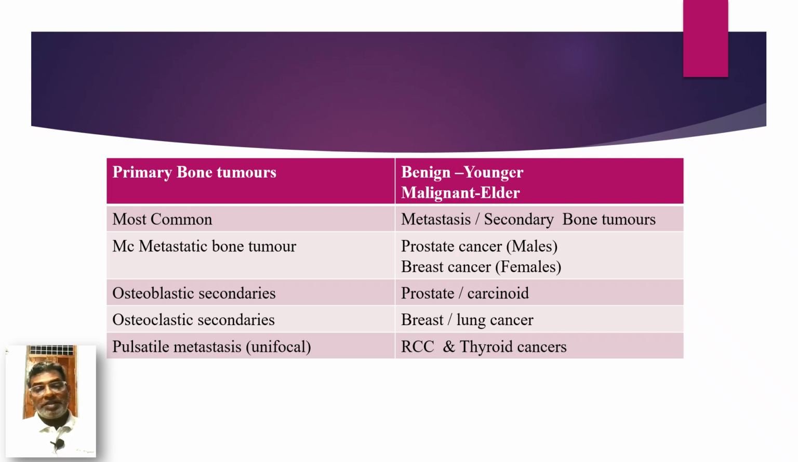The most common metastatic bone tumor will be, in males, prostate cancer, and in females, breast cancer. Coming to osteoblastic secondaries, prostate or carcinoid. Osteoclastic secondaries will be breast or lung cancer. And most of them are multifocal, all the metastases. But in RCC and thyroid cancers, they are unifocal. The mechanism by which metastasis occurs is called the pulsatile mechanism in RCC and thyroid cancers.